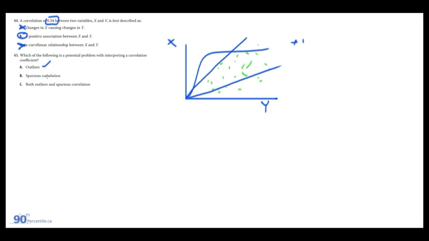So this is definitely a problem. And then B is spurious correlation, which is also a problem, kind of related back to point A here, where we could have correlation without causation. We could have correlation of two variables because they're being impacted by a third variable that we're not considering. So just because something has a strong correlation doesn't necessarily mean that they are causing each other. There could be some other things going on behind the scenes that are causing the correlation. So both of these are right, and our answer is C, so both.